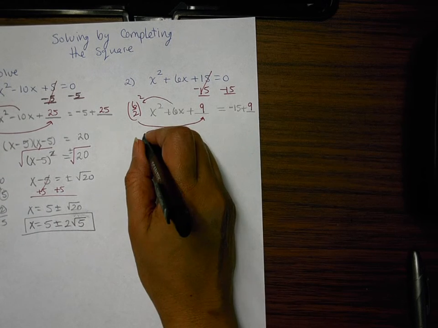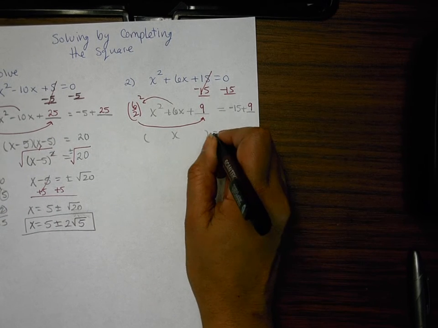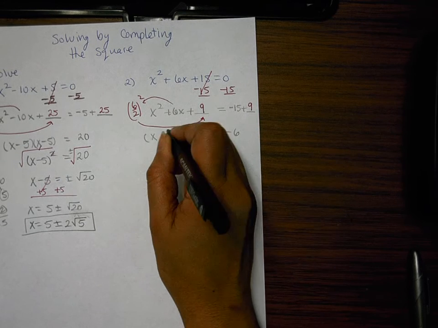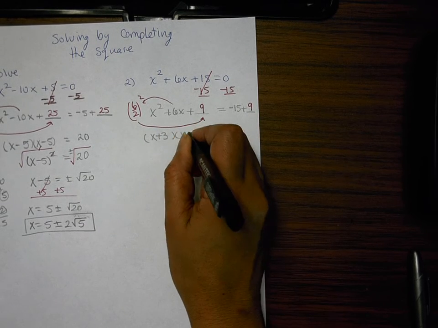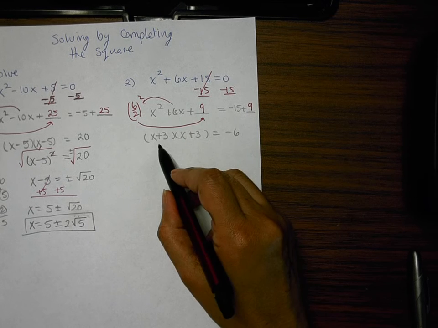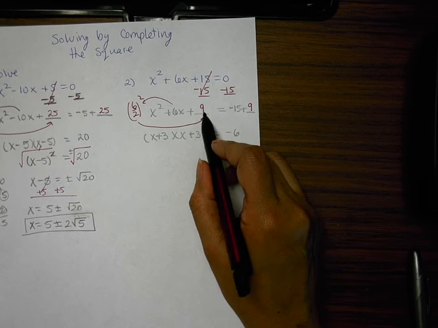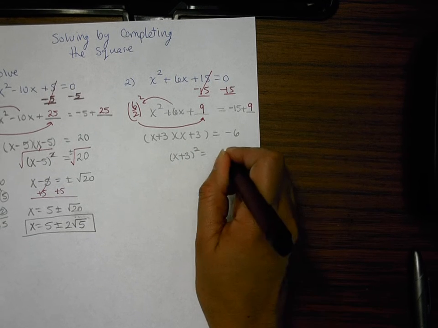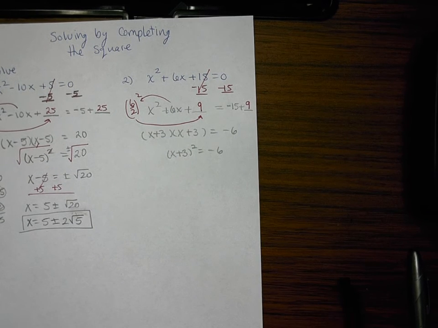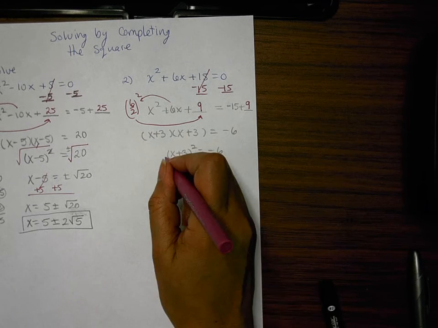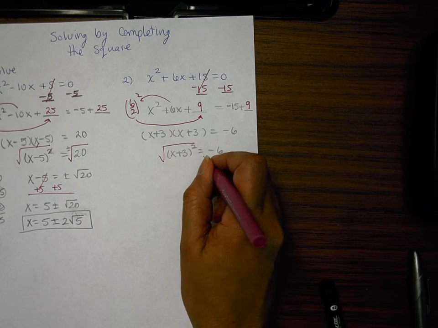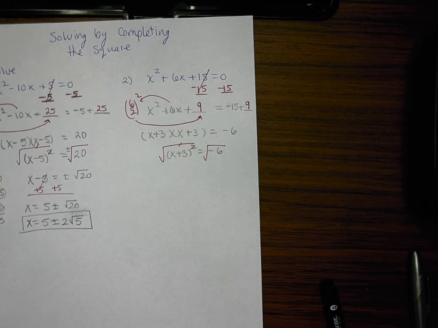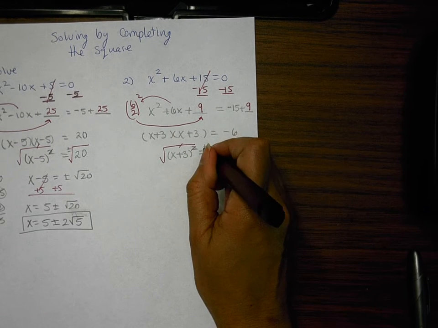And then I factor, those are the steps. Negative 15 plus 9 is negative 6. This is x plus 3 and x plus 3, because half of 6 is 3, and 3 times 3 is 9. I write this as x plus 3 quantity squared equals negative 6. And we square root both sides, because square roots undo a squared, inverse operations. And don't forget you put plus or minus.